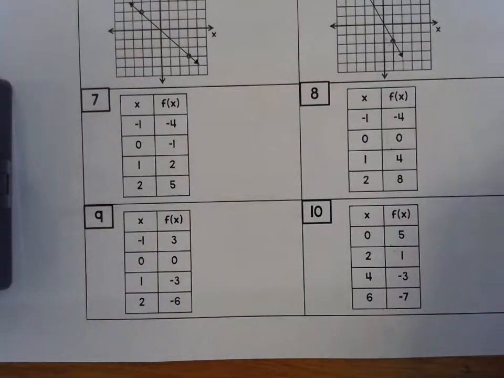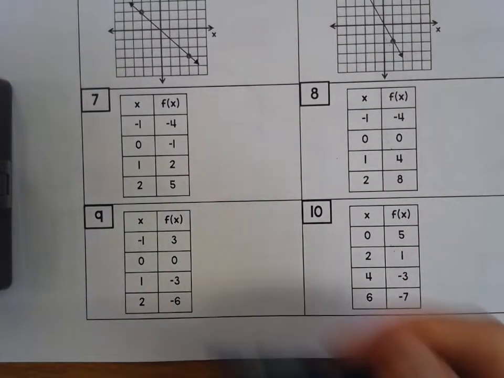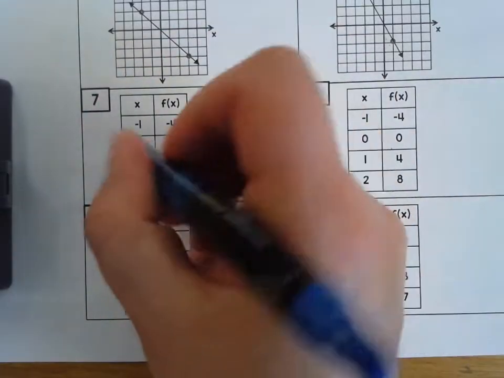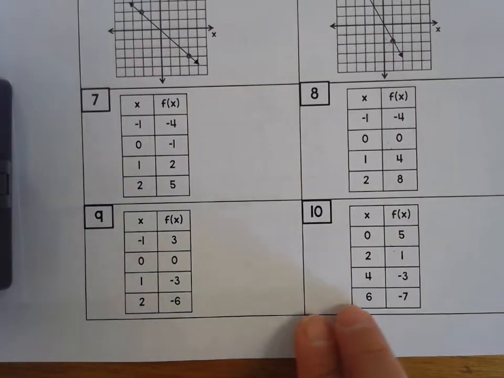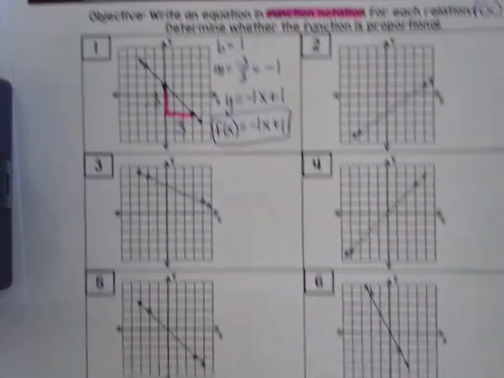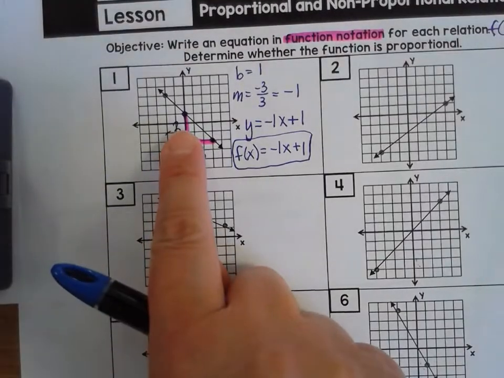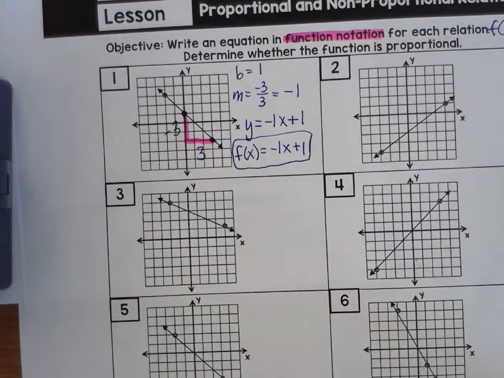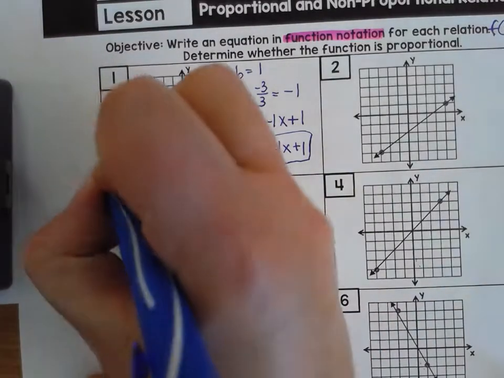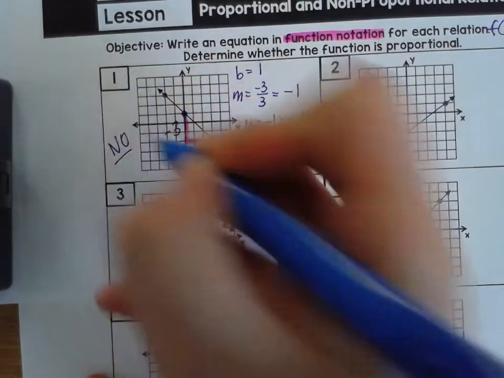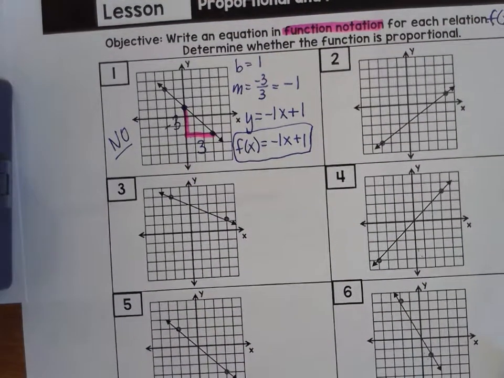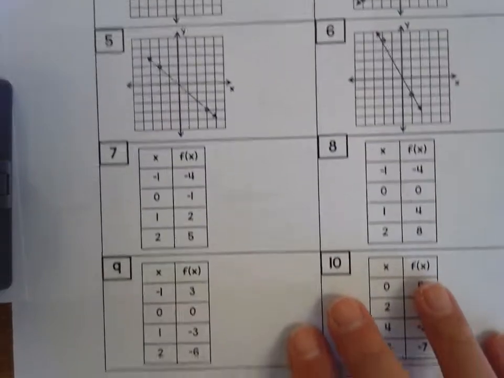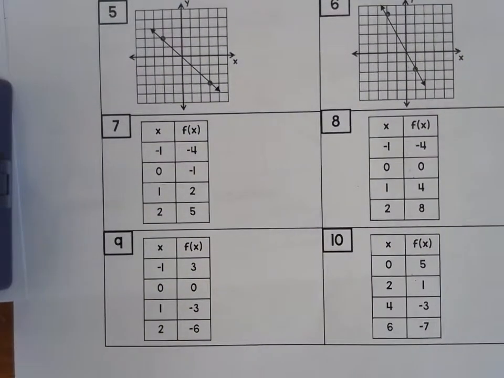Okay, the tables, it's harder to see because we don't have a graph, but I'm always looking for the point. Oh, one more thing, sorry, number 1. Is it proportional or not? The best way to check it on a graph is, did it go through 0, 0? I don't see it going through 0, 0. So out to the side, maybe on the left, I'm going to say no, not proportional. Alright, moving on to number 7 now. Number 1 was no.